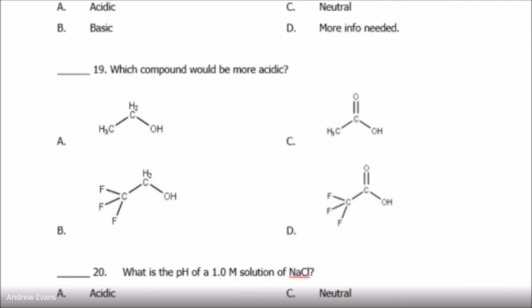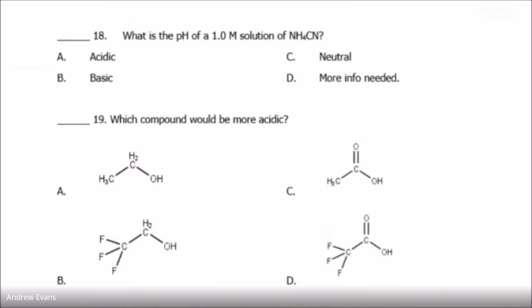18, 19, and 20 are all thought questions. 18. What is the pH of a solution of ammonium cyanide? Well, ammonium is a weak acid because it comes from ammonium hydroxide, a weak base. Cyanide is a weak base coming from hydrocyanic acid. So in this case, we don't know if this is more acidic or more basic without knowing the Kas and Kbs. More information is needed.